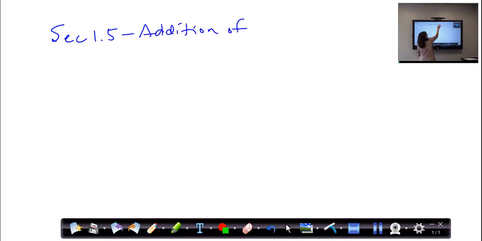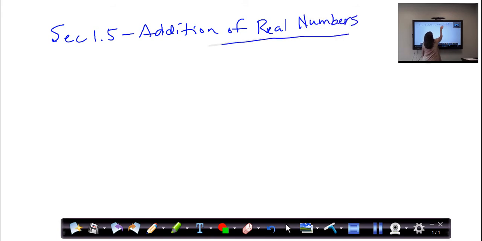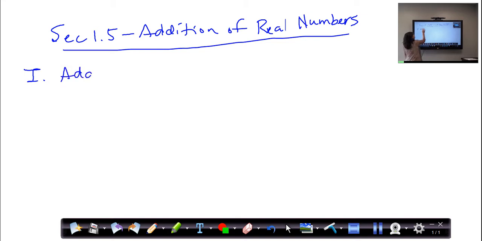Hi, we're going to take a look at section 1.5 now, and this is going to be addition of real numbers, also called addition of signed numbers, because now we're going to be dealing with positive and negatives and adding those up. Now we're going to have two cases that we're going to be looking at, and the first case is going to be adding numbers with the same sign.